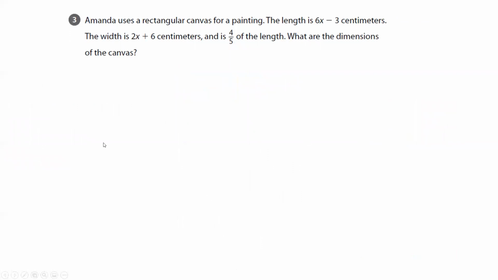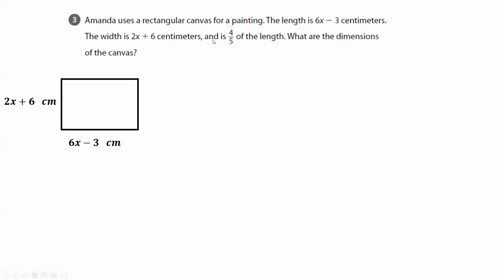Number 3 says Amanda uses a rectangular canvas for a painting. So I'm going to draw a rectangle to help me visualize this. The length is 6x minus 3 centimeters. When we talk about the length, that typically just means the bottom or the top. So the bottom will be 6x minus 3, and the top will be 6x minus 3. And the width is 2x plus 6 centimeters. So that'll be your sides here, our left and right sides. Those will be 2x plus 6.